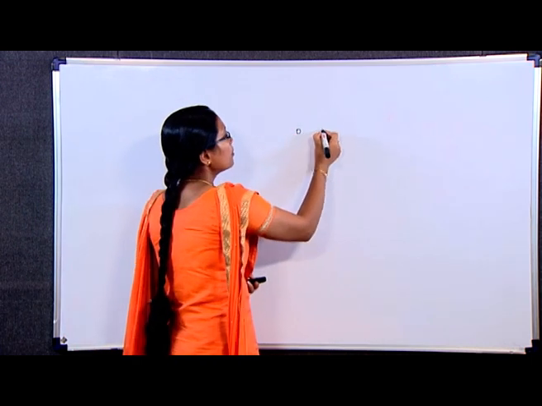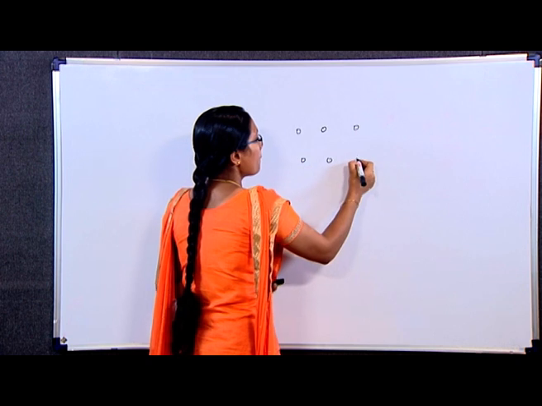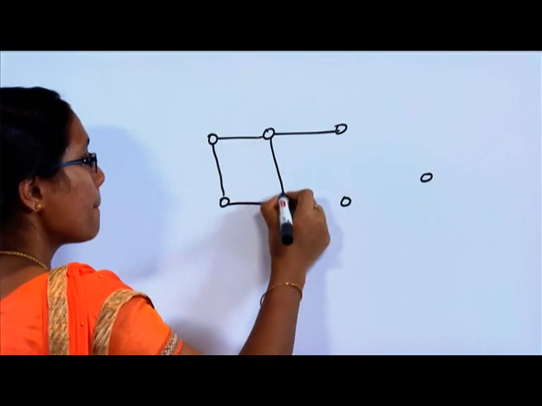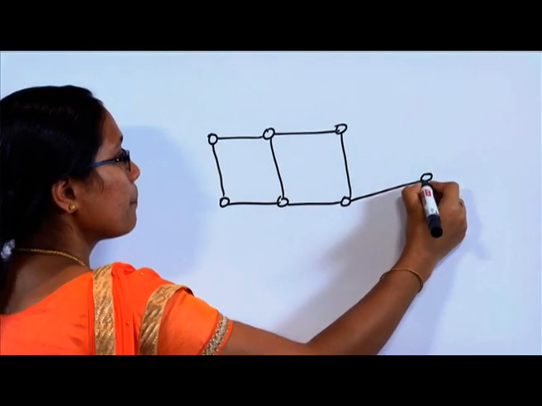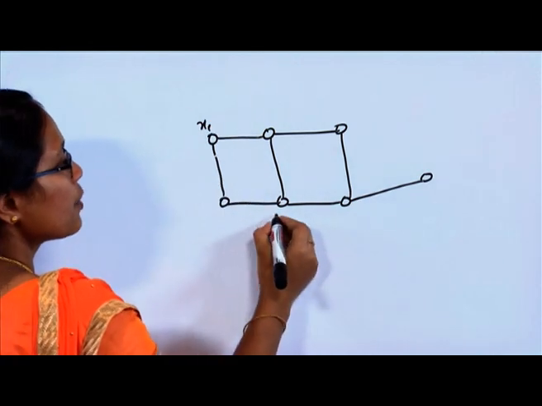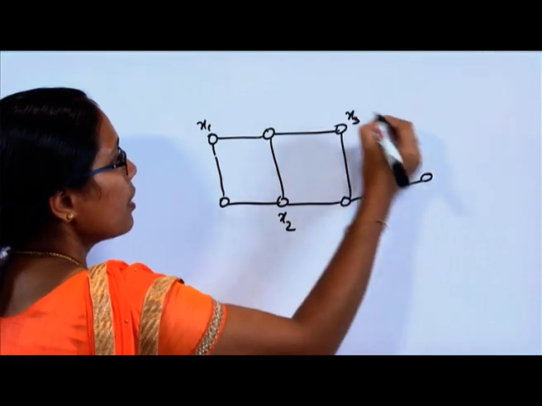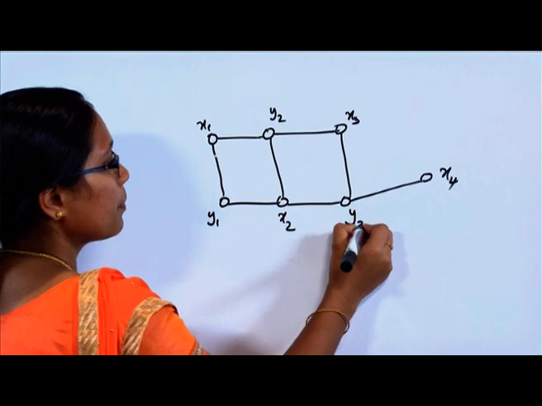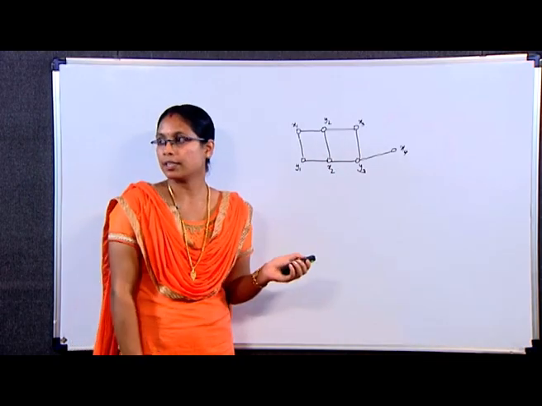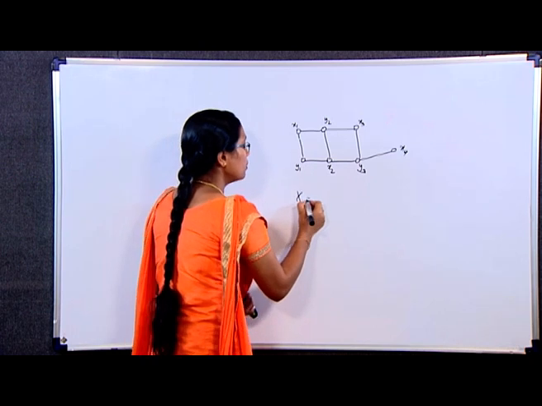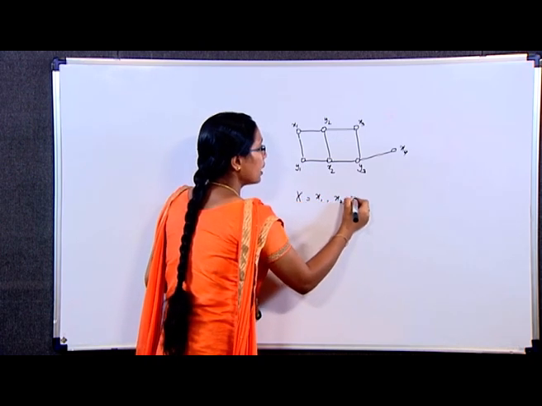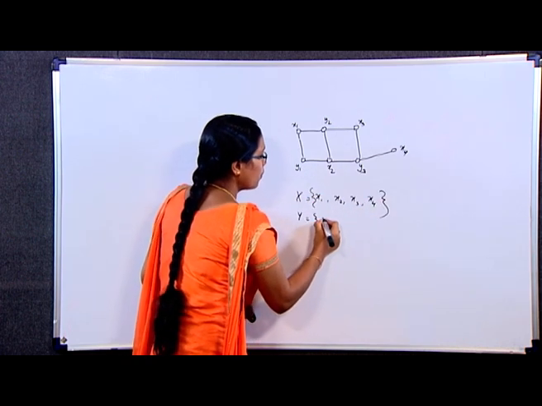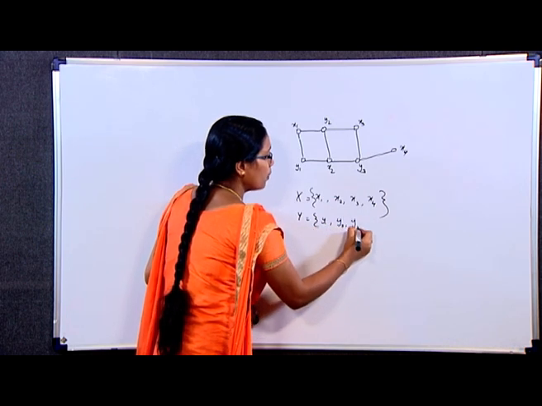Next, consider the graph X1, X2, X3, X4, Y1, Y2, Y3, which is a bipartite graph. Here X equal to X1, X2, X3, X4 and Y equal to Y1, Y2, Y3.